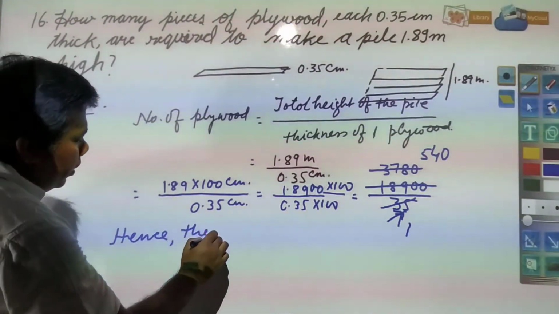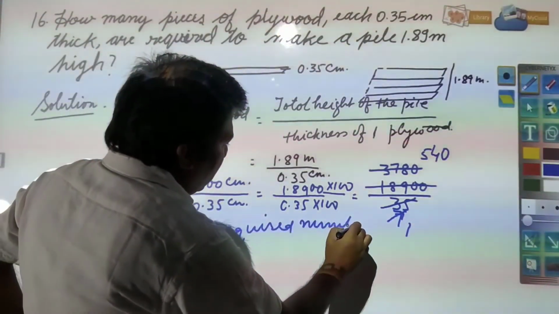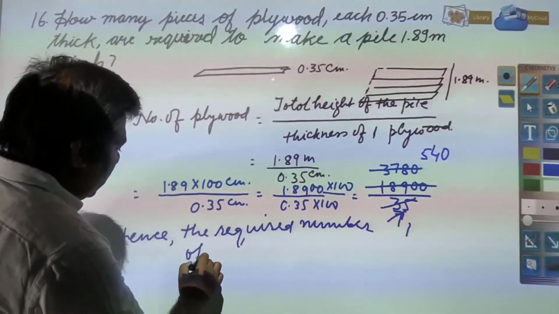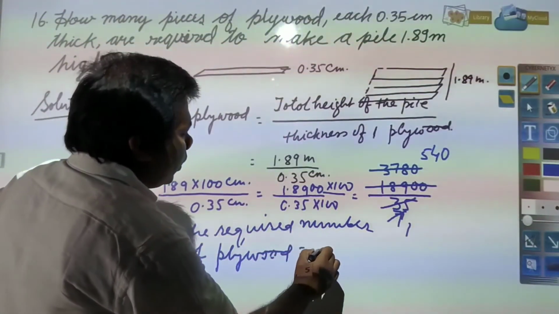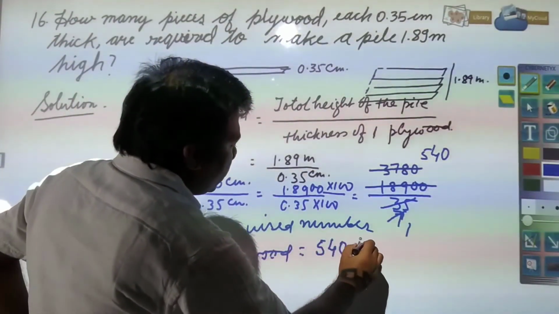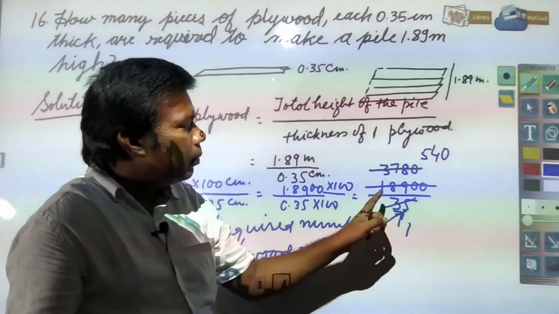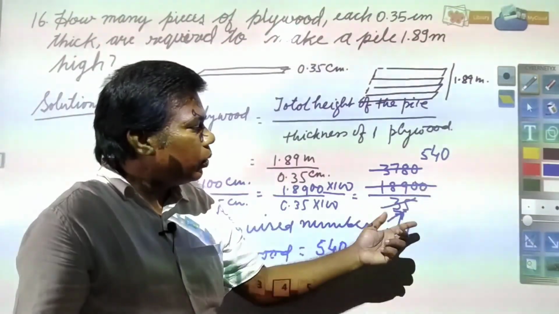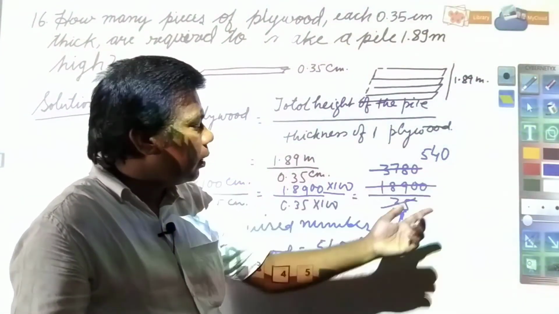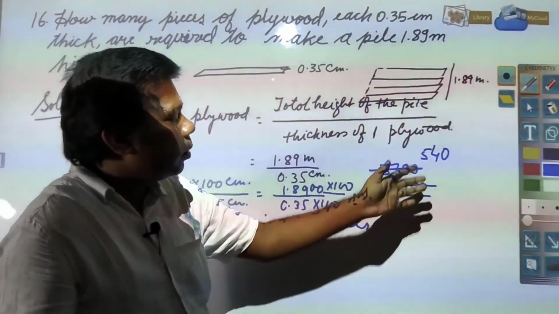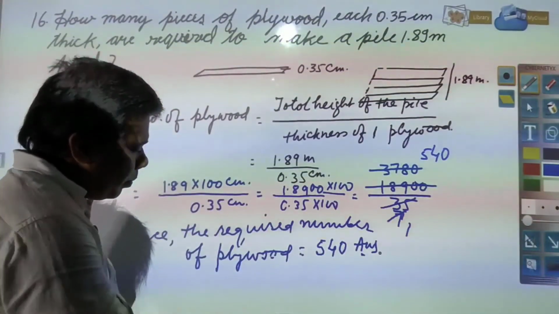So you will write hence the required number of plywood will be equal to 540, and this is your answer. It could be divided by 35. This number 18900 could be divided by 35 also, and the same number you would get, 540. So by cancelling also, if you can get, that will be easier to do. So whatever you feel easy, that can be done.